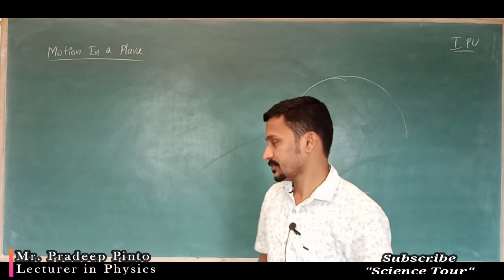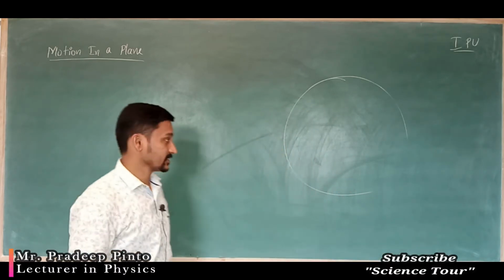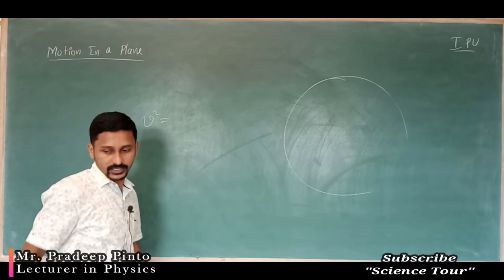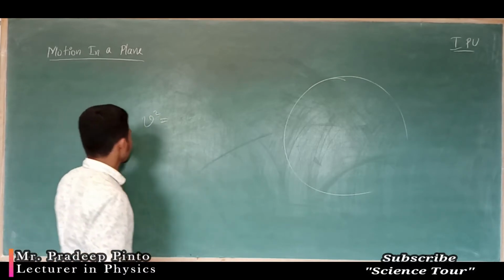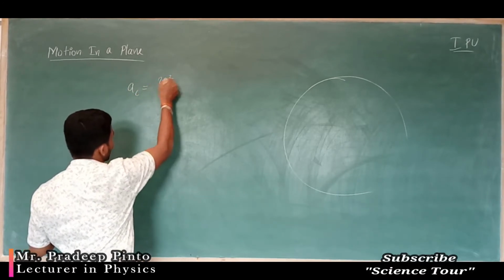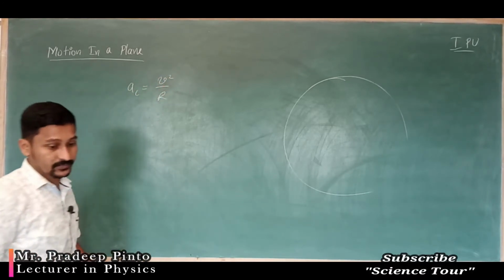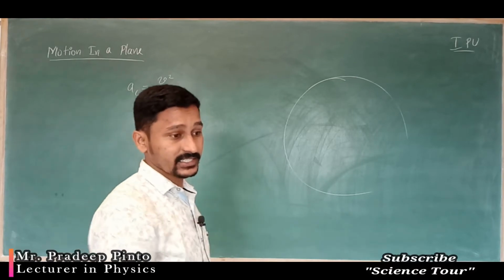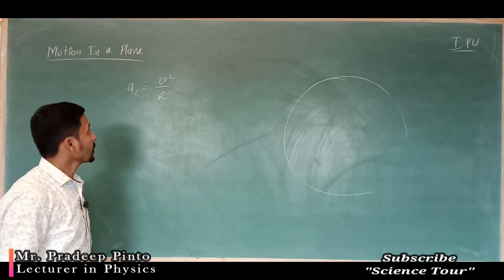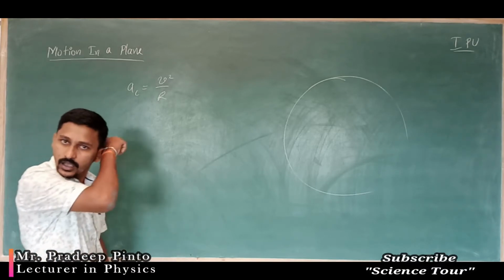Now we got an expression, a formula. What is that? Centripetal acceleration is equal to v squared by r. What is v? v is nothing but linear speed. And r is nothing but the radius.